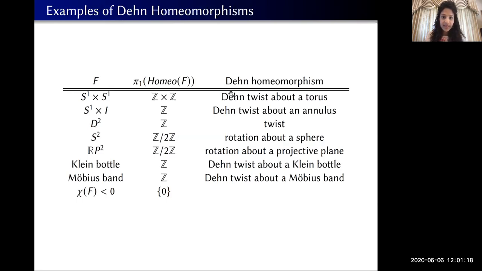And these are the corresponding Dehn homeomorphisms. So for our talk, we will focus on Dehn homeomorphisms which are Dehn twists about an annulus, twists about a disk, and rotation about a sphere. Okay.